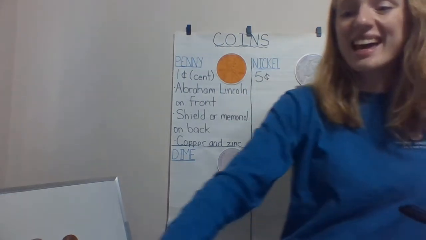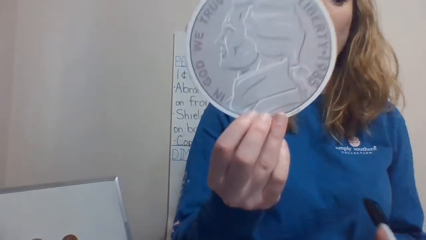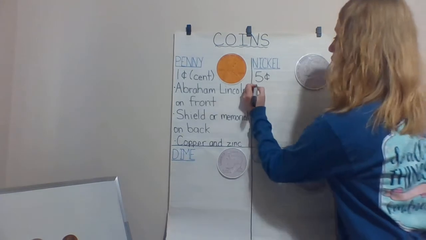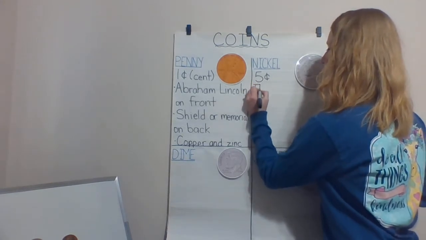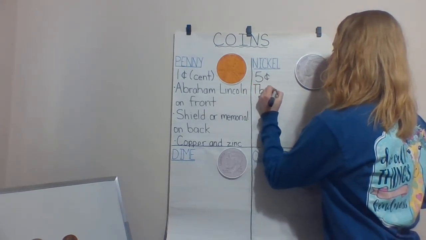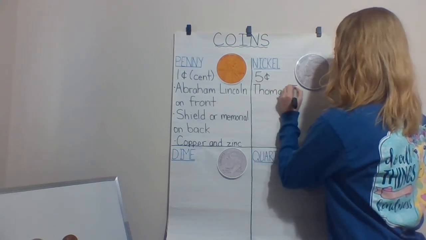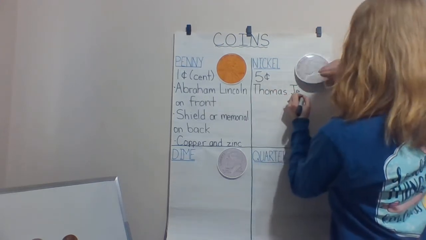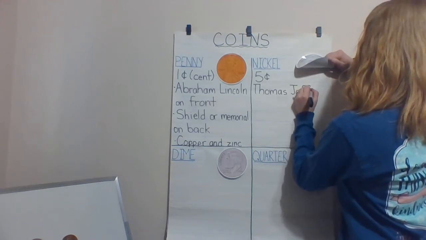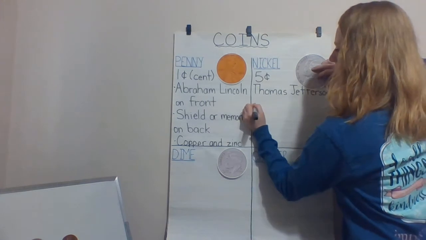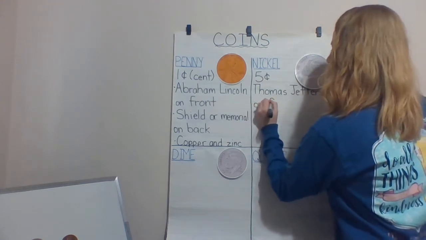Okay, so a nickel has a different president on the front. A nickel has Thomas Jefferson on the front, who was another one of our country's presidents from a long time ago. Thomas Jefferson. I'm going to lift that up so that I can finish writing his name. Thomas Jefferson on the front.